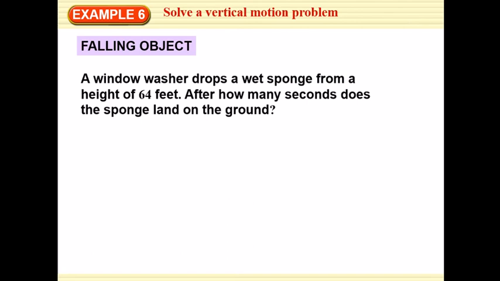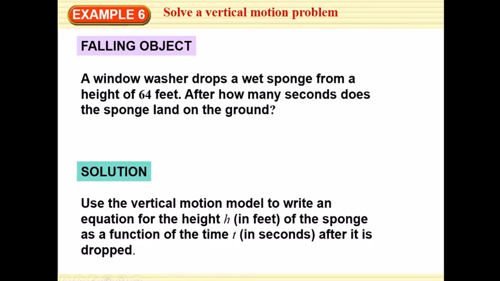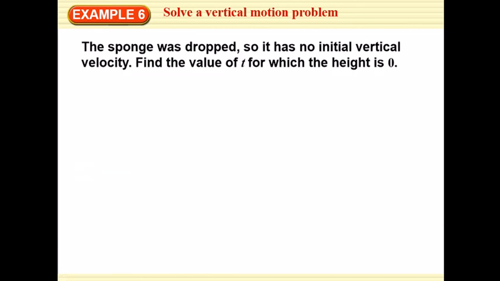Example 6. A window washer drops a wet sponge from a height of 64 feet. After how many seconds does the sponge land on the ground? Right, so solution. Use the vertical motion model to write an equation for the height, h in feet, of the sponge as a function of time. So I'm going to have my variable h on one side and t on the other. Alright, so I need that equation for my vertical motion.